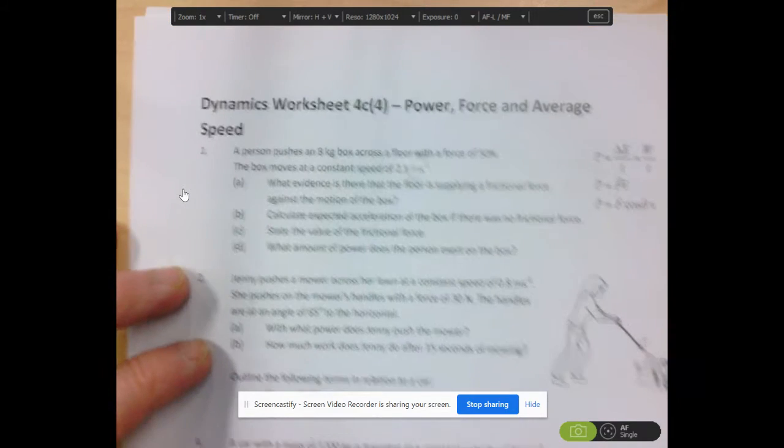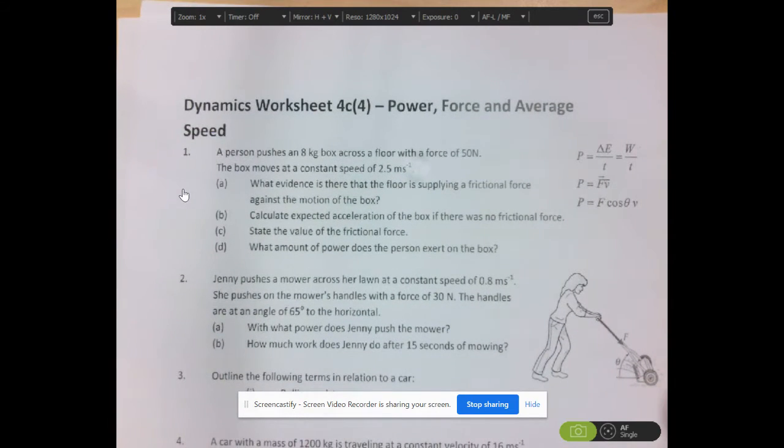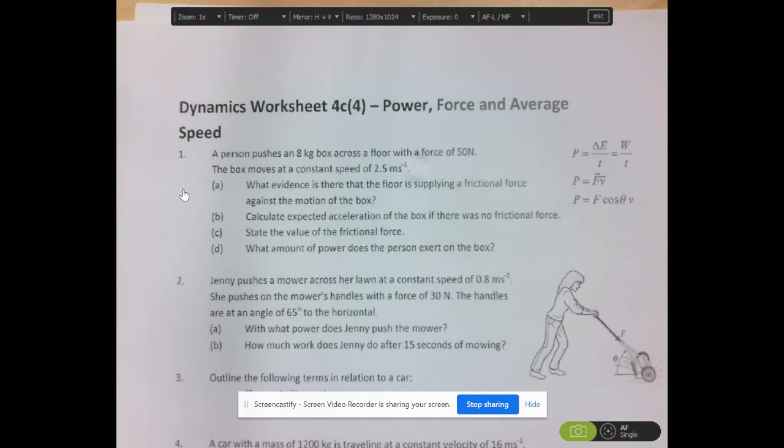Okay, welcome. We're now going to go through the worked solutions to Dynamics Worksheet 4C, 4, which is power, force, and average speed. This is the worksheet that goes with the formulas that we just went through, saying that power is equal to force times a constant velocity.